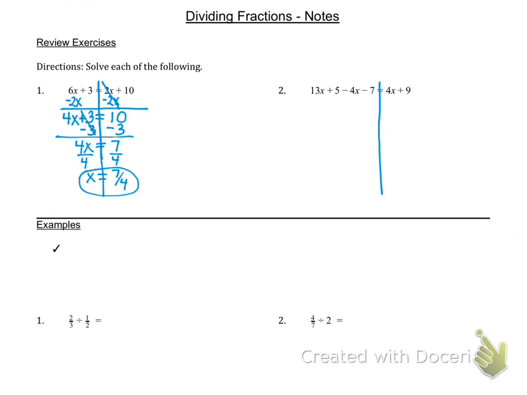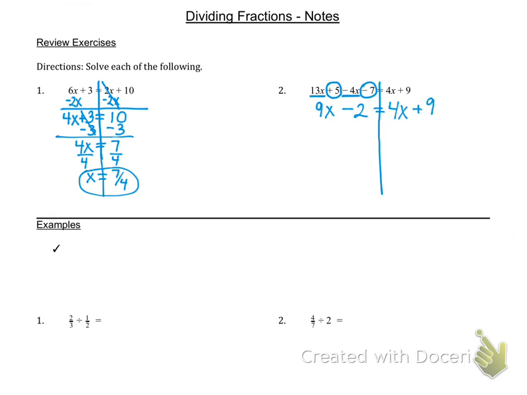Number 2, first thing I'm going to do for this problem is I'm going to combine like terms on the left side. So I have 13x minus 4x, which is 9x, and then I'm going to combine my numbers. I have a positive 5 and a negative 7, which is a negative 2, and then equals 4x plus 9.